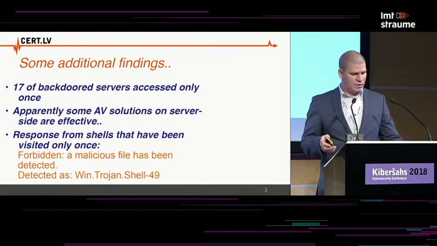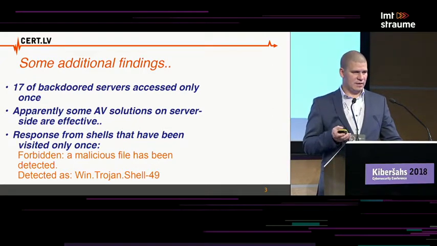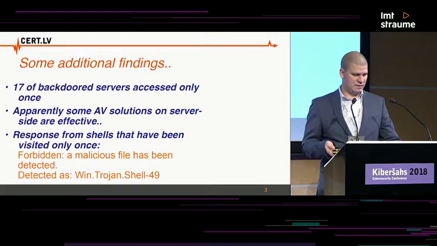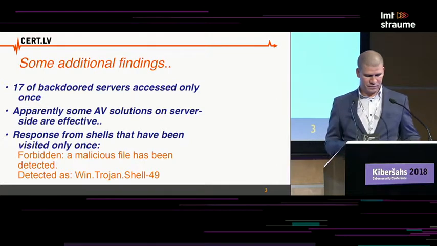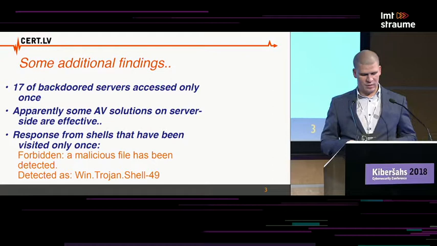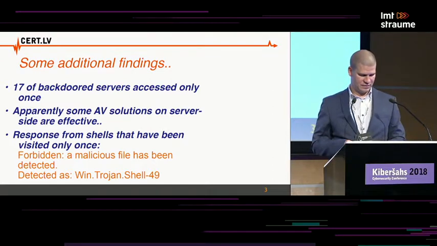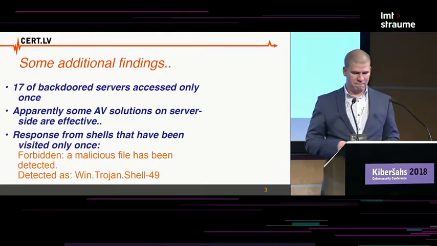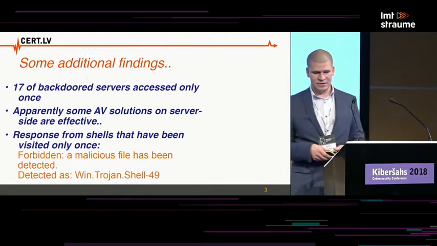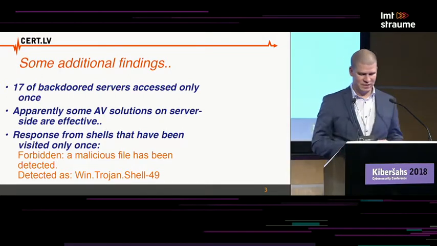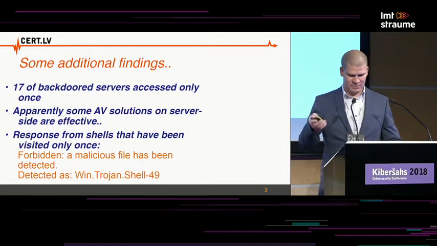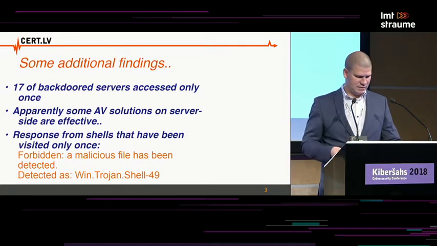As I mentioned before, apparently some AV technologies or solutions on the server side are effective, because in a couple of cases we saw that by accessing the web shell on the compromised machine, there's a notification that a malicious activity was detected, there's some kind of a Trojan, and apparently it's an AV solution that is dropping this out.